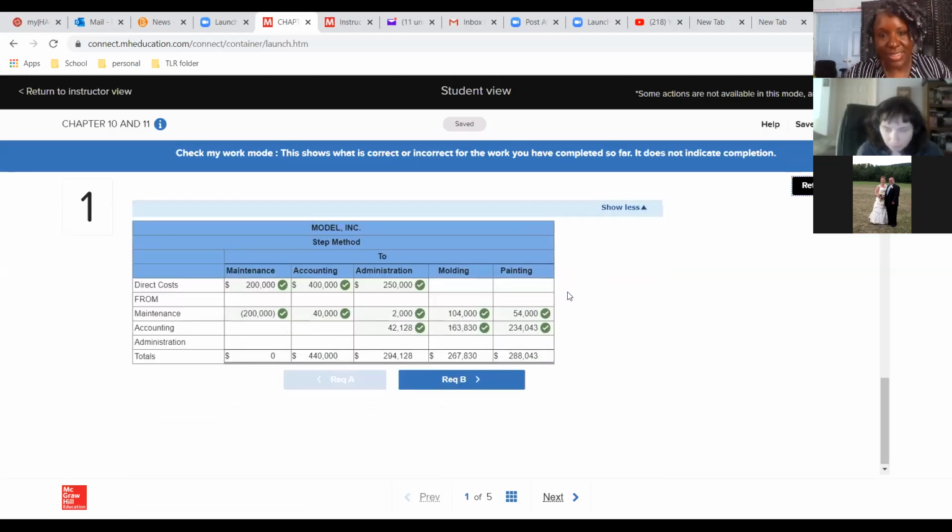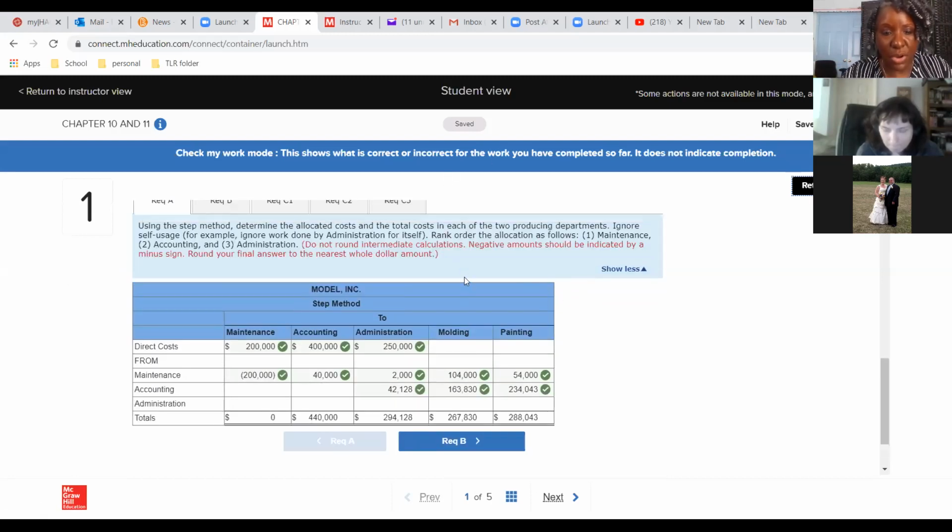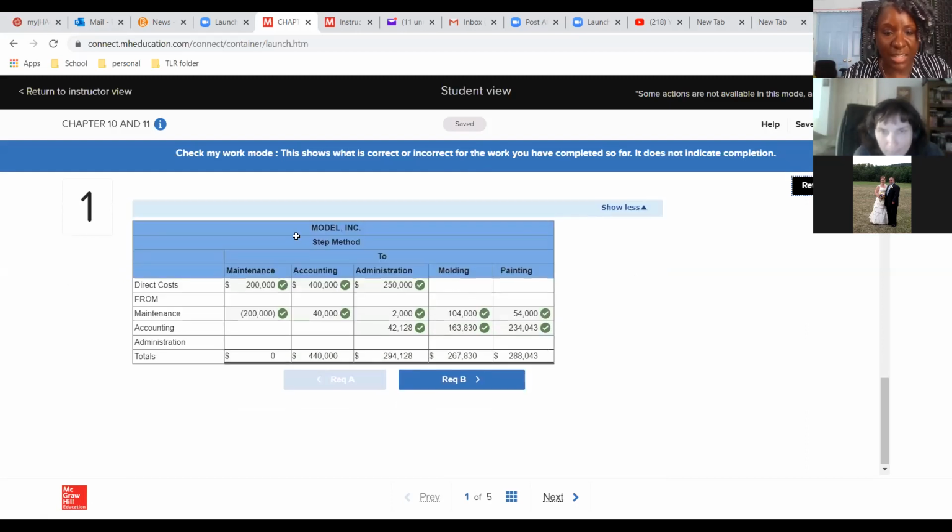I think I did it right. Yes. All right. One of the things I think I need to make clear: when we're allocating using the step method, once we have completely allocated that cost and moved it all the way over to the other departments, then and only then can we say, okay, now we're going to allocate administration, and we're not going to include maintenance. We're not going to include accounting because their costs have already been allocated.